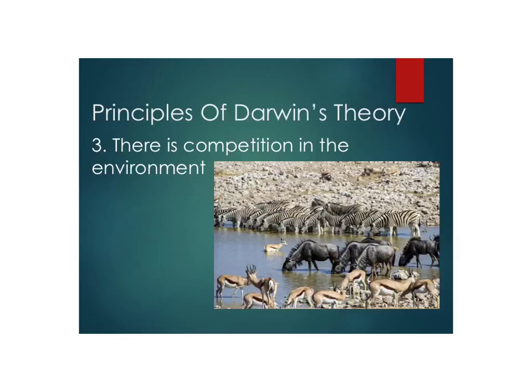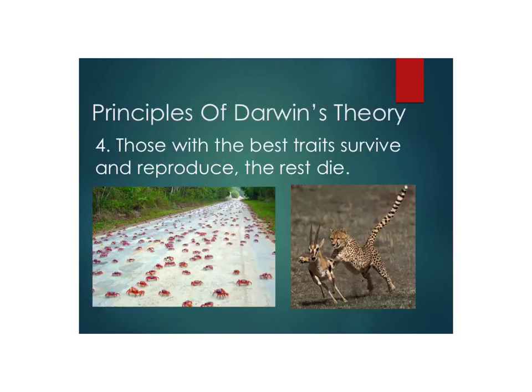But there's competition. There's competition for food. There's competition for shelter. There's competition for mates. Not all organisms have an opportunity to reproduce, okay? Because there's going to be competition for who gets to reproduce with who, honestly. So there's always going to be competition in the environment. And finally, here's the crux of Darwin's idea. Those with the best traits are going to survive.